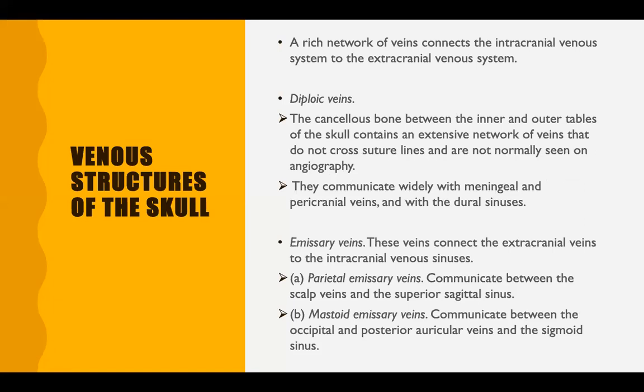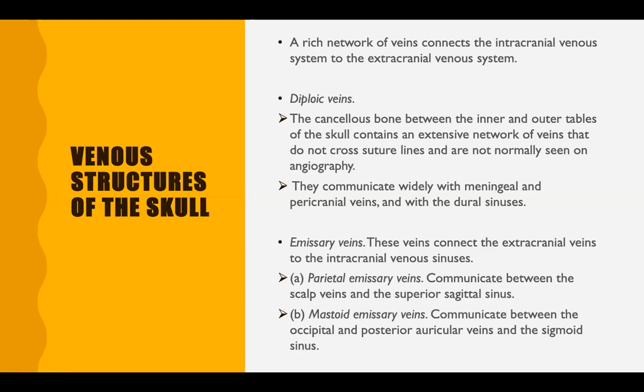Coming to the venous structure of the skull, there are diploic veins and the emissary veins. It's a rich network of veins which connect the intracranial and the extracranial venous system. What are the diploic veins? Between the inner and outer tables of the skull is the cancellous bone, which has an extensive network of veins, but they don't cross the lines and are not normally seen on angiography. They communicate with meningeal and pericranial veins and also dural sinuses.